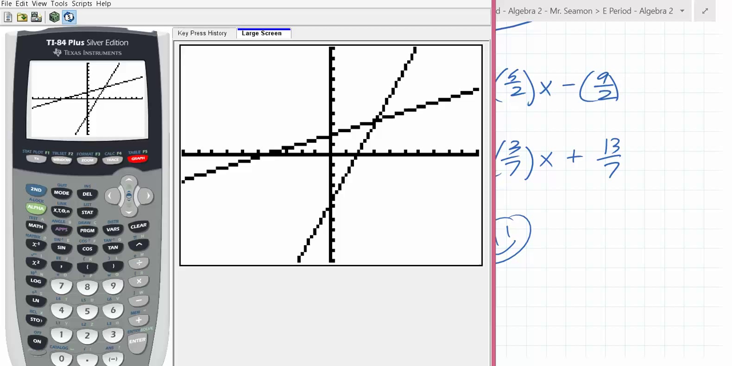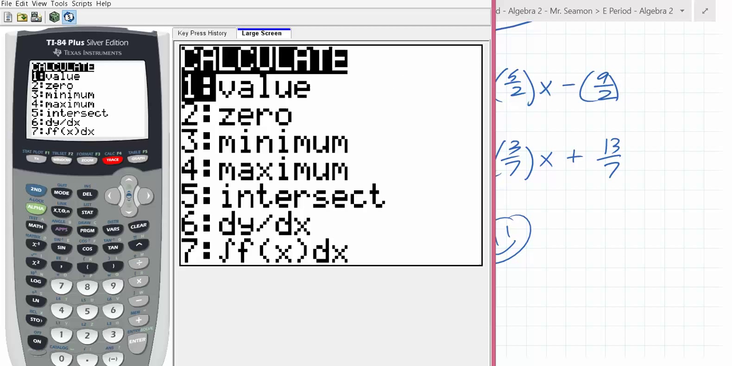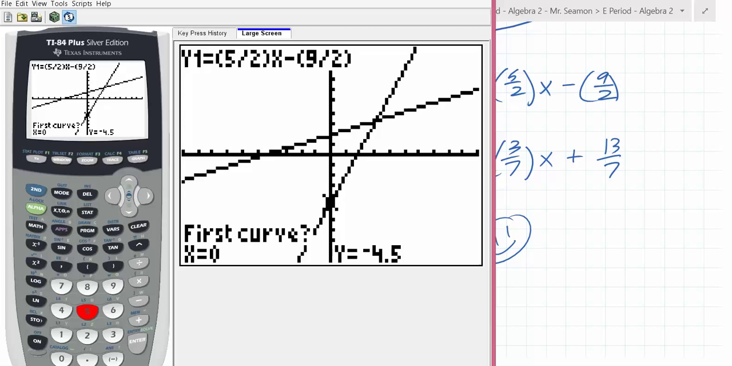Now, could you look at that graph and from the graph estimate the answer? Absolutely. There's actually a really neat feature here. Watch what happens. Second calc. Under calculate, what do you see? If you go down to intersect, which is 5, you can either just go down to it and press enter or just hit 5. What's it asking me for? Do you see what it's asking me for?